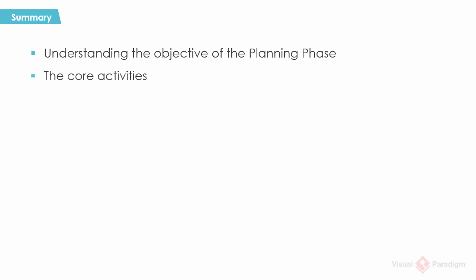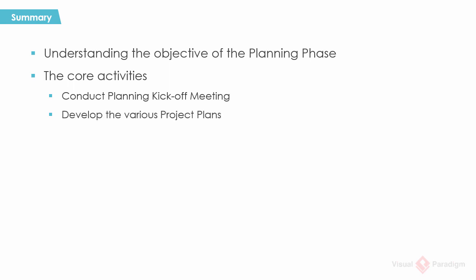The core activities involve conducting a planning kickoff meeting to set expectations, articulate likely risks, and clarify uncertainties the project team may have, and various project planning activities, which help you manage and control schedule, cost, quality, changes, risk, procurement, and etc. This ends the planning phase. The next phase, the execution and control phase, is where the project team get the work done.